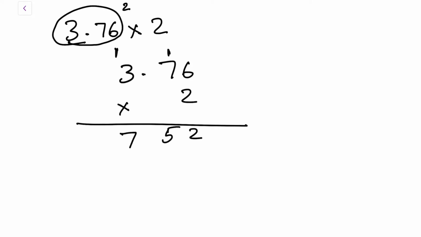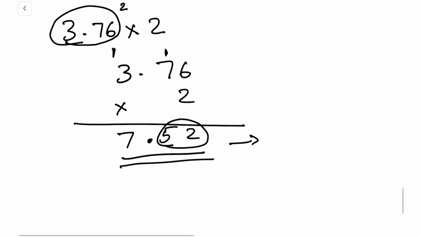2. Therefore, we need to put the decimal point so that the answer will also have 2 decimal places. That means here. So now you can see we have 2 here, 2 decimal places. That's right. 3.76 into 2 is 7.52. This is your product. Okay. Good.